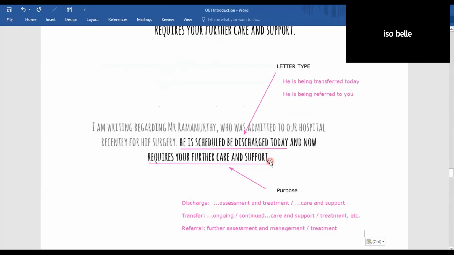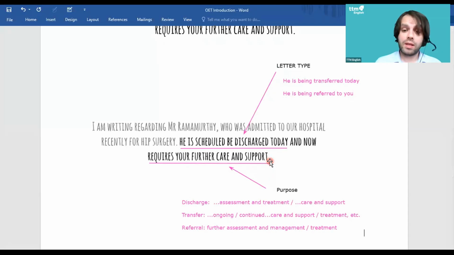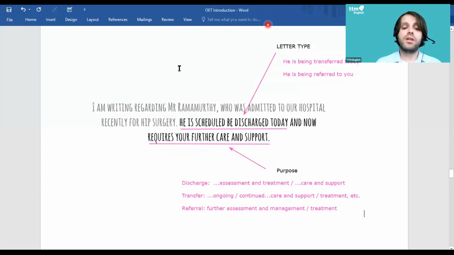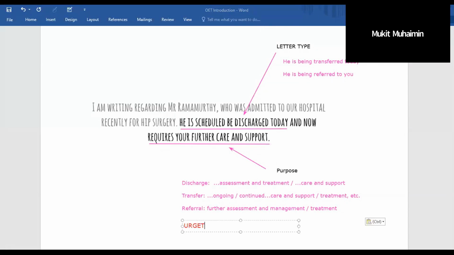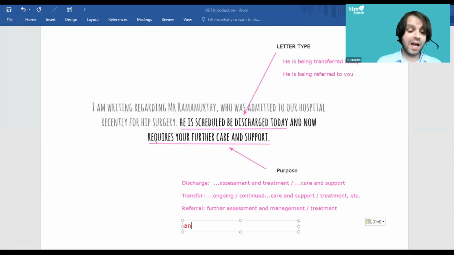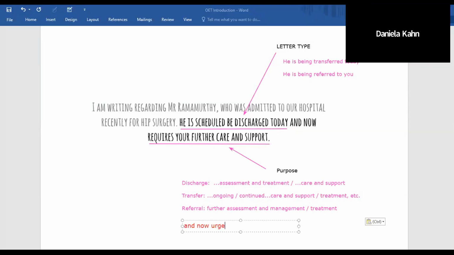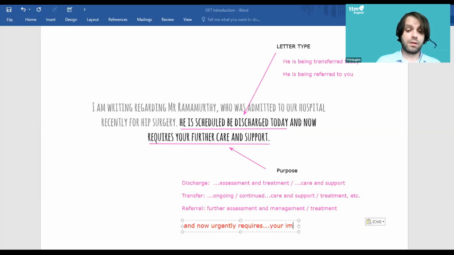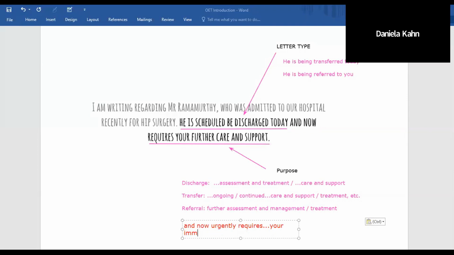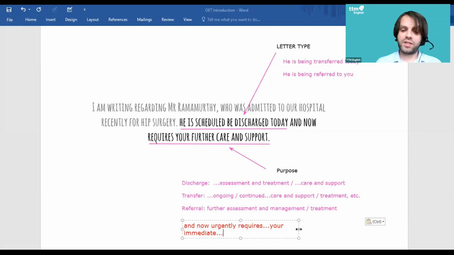Alan? Yes. I have a question. How about for urgent cases? Yeah, this is a good variation. Let me put it in. So if it's urgent, we want to say something like urgently requires. Yeah, and now urgently requires, maybe? And now there's many different ways. Urgently requires. Immediate. Yeah, you're immediate. As soon as possible, maybe. You could say that. Well, it's a little bit informal. It's not formal, I think. As soon as possible is a bit weird for something that's urgent.